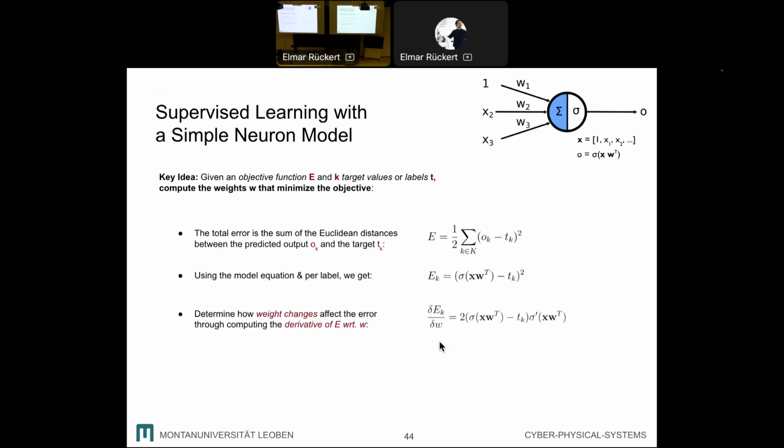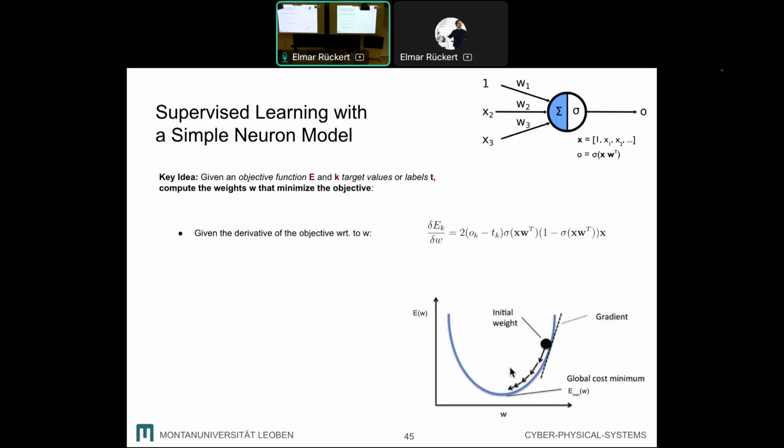So here you see the update equation. I skip it. In the end, if you compute this derivative, you can do that in closed form. And you can apply these iterative updates. You see that here. So these weights are updated after every single sample. And here the learning rate is denoted by this Greek letter eta.